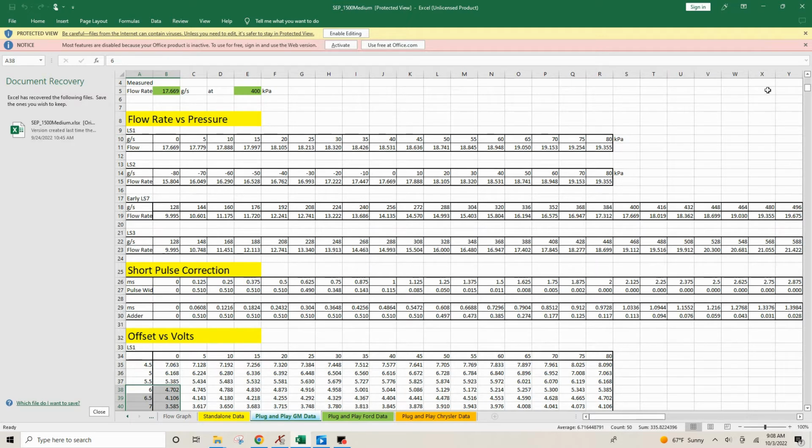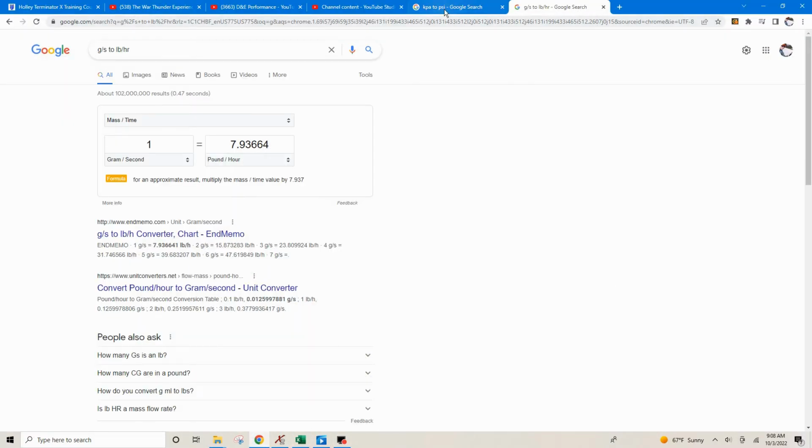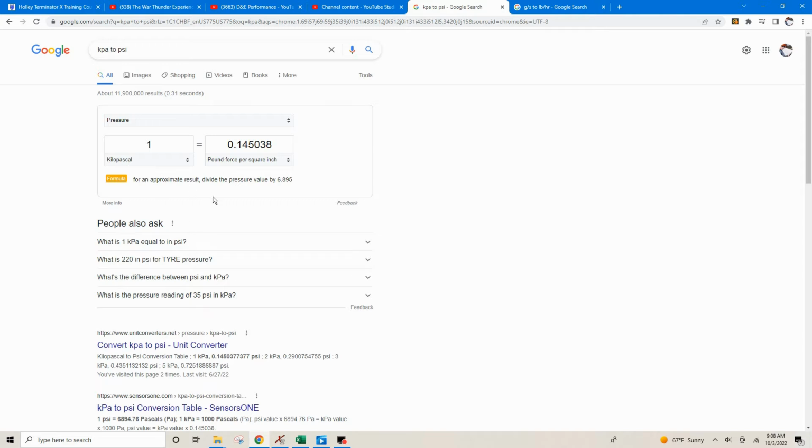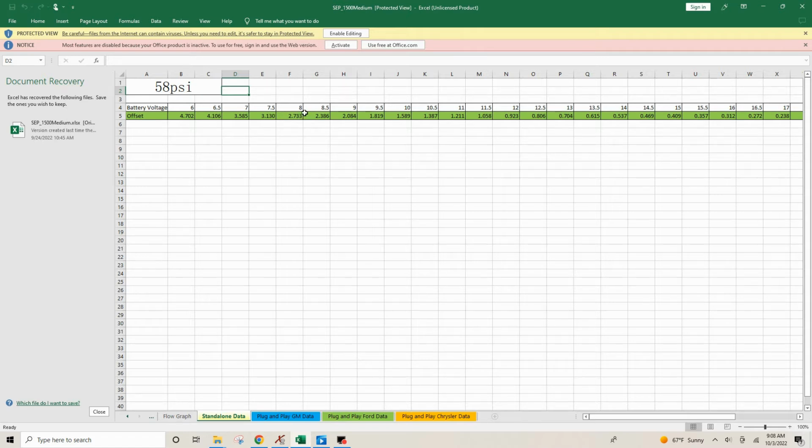So if we go over here, we need to do a Google search and go to a kPa to PSI converter scale. We know 300 kPa is 3 bar, which is where our per injector flow is. Our injectors are tested at this 3 bar. But we're not going to run 40 psi. We need to be in this range of 58 to 60 psi.